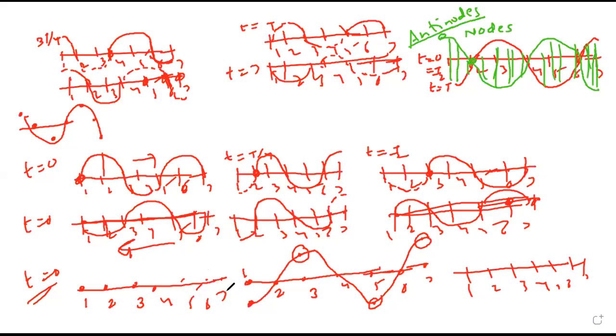That means whenever stationary waves are formed, at some points particles do not vibrate. Those points are called nodes. And at some points particles vibrate with maximum amplitude. Those points are called antinodes. Okay.